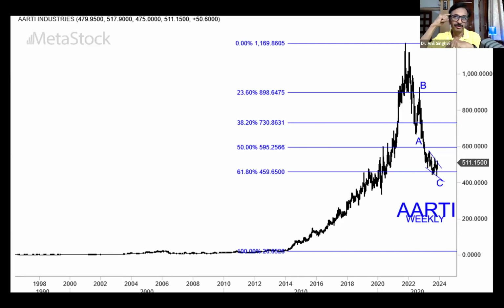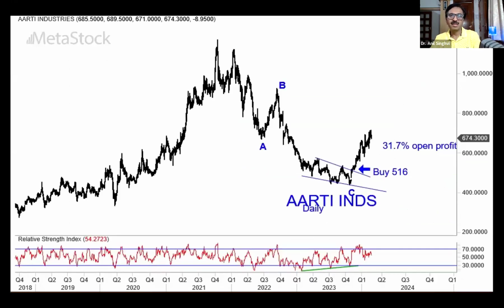So that we knew. Once we knew that, we were pretty confident that something is going to happen here. So let us keep a watch. We didn't buy it right away, but we kept a watch. So this is the weekly chart, and this is the chart of what we did. Once this ending diagonal was broken to the upside, that trend line was broken, we bought at 516 rupees. When? I think in November or December. It was December, I think. November or December of this year, 23. And it's already gone up by 31%.